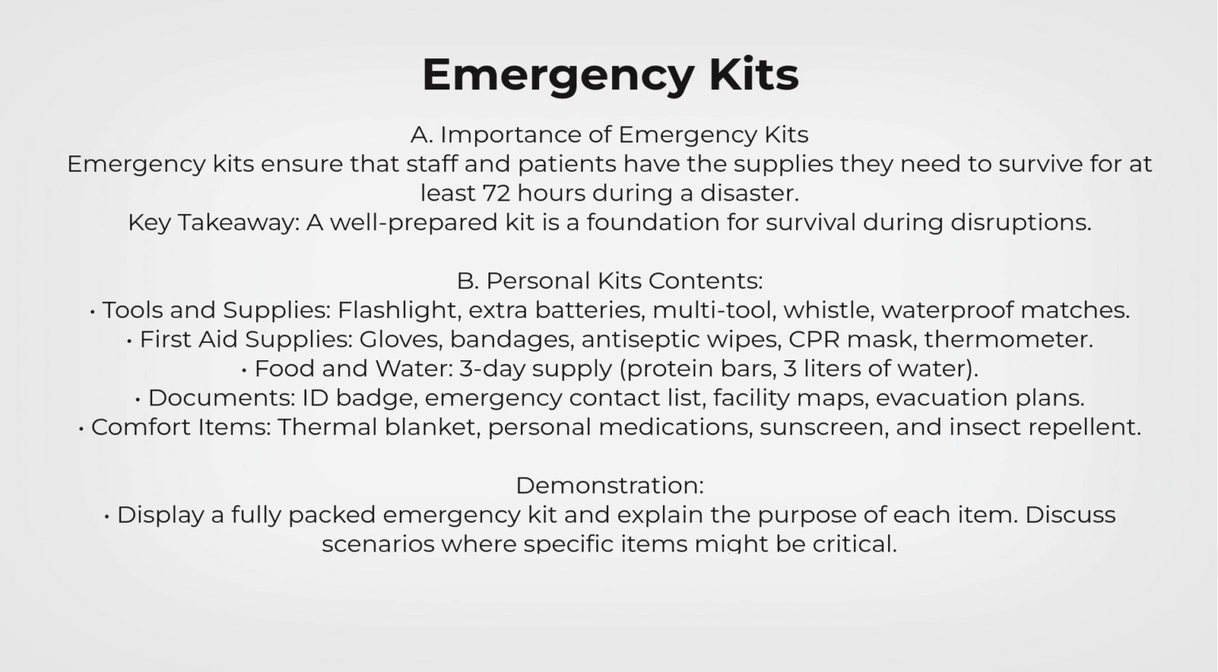B. Personal kit contents. Tools and supplies: flashlight, extra batteries, multi-tool, whistle, waterproof matches. First aid supplies: gloves, bandages, antiseptic wipes, CPR mask, thermometer. Food and water: 3-day supply, protein bars, 3 liters of water. Documents: ID badge, emergency contact list, facility maps, evacuation plans. Comfort items: thermal blanket, personal medications, sunscreen, and insect repellent.